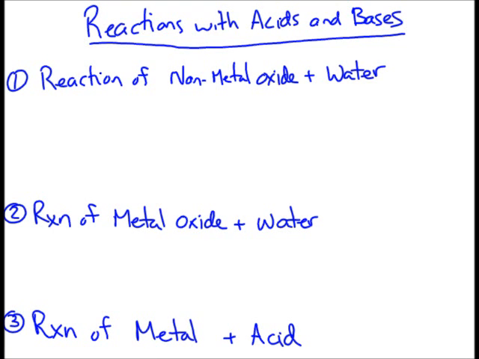And the last piece we're going to look at with acids and bases are reactions involving acids and bases. Now, we can see reactions of non-metal oxides and water, or types of reactions in the lesson. So, an example, non-metal oxide plus water will produce an acid.